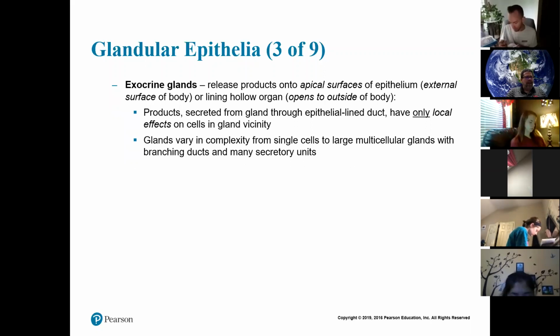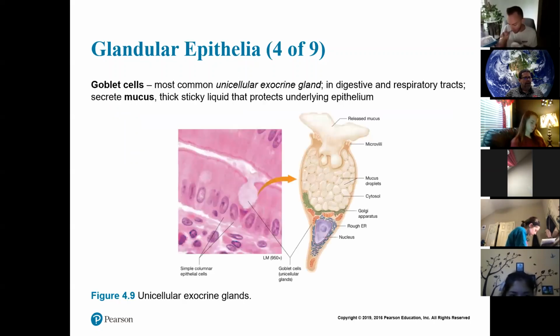They can be multicellular, they can be unicellular. The goblet cell was an exocrine gland. It was a unicellular gland. Here he is. Here's the goblet cell in the simple columnar, making mucus, lining the digestive tract so you won't burn a hole in yourself, and the respiratory tract to stick dirt particles as you breathe in.